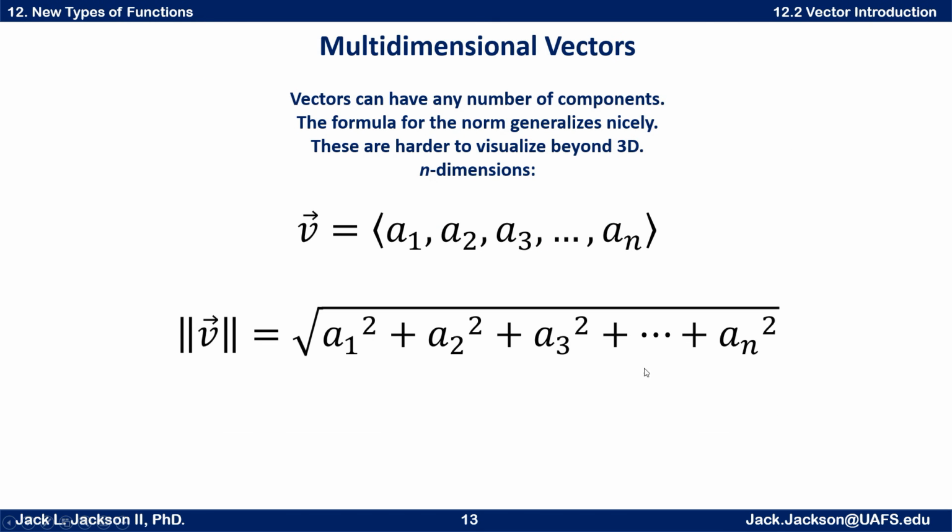Now, it turns out that this actually generalizes nicely to any number of dimensions. It does get harder to visualize once we get beyond 3 dimensions, but vectors can actually have any number of components, and there are a lot of real-world applications for even larger vectors, of 14 components or whatever, even though we might not want to graph such a thing. And the formula for the norm generalizes nicely. So if our vector is a1, a2, a3 up to an, that's an nth dimensional vector, then the norm is found by just squaring each component, a1 squared, a2 squared, a3 squared, up to an squared, and then adding those together and taking the square root. So it generalizes quite nicely.